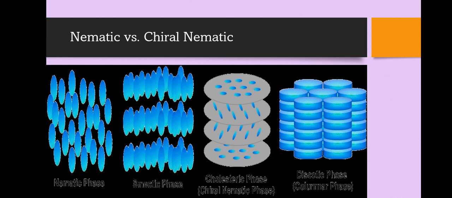It is nematic because it is chiral nematic. These are some figures. The nematic phase is the first one. The second one is the smectic phase. We can see the difference between these phases. Then the cholesteric phase or chiral nematic phase, and the last one is the columnar phase, which is an extra phase.